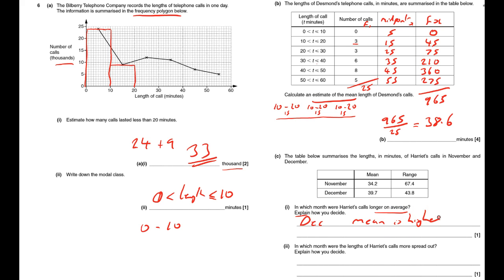Which month were they more spread out? Well, that's going to be the range. It's going to be November, because the range is higher. And that's question 6 done.